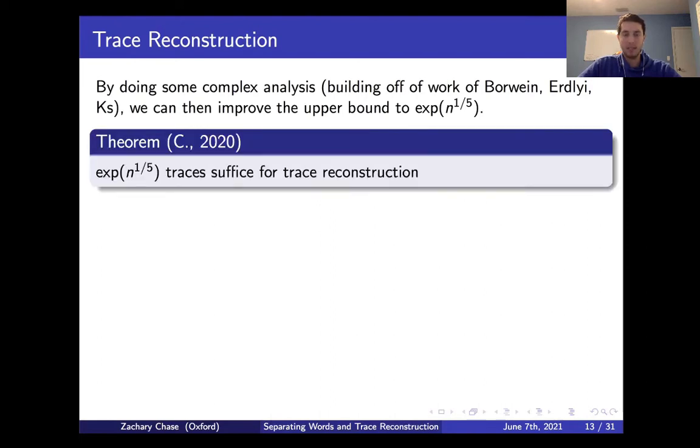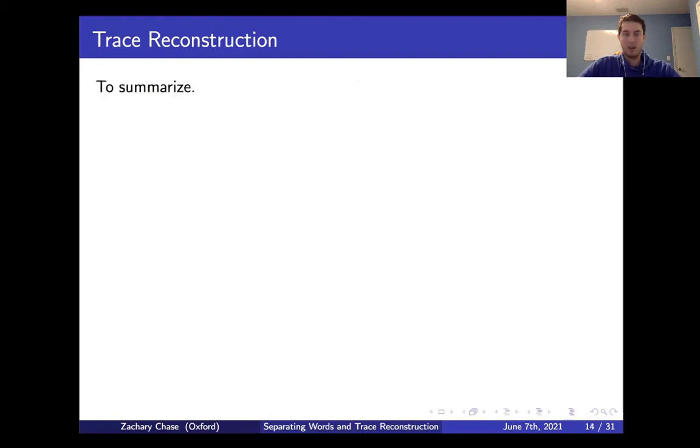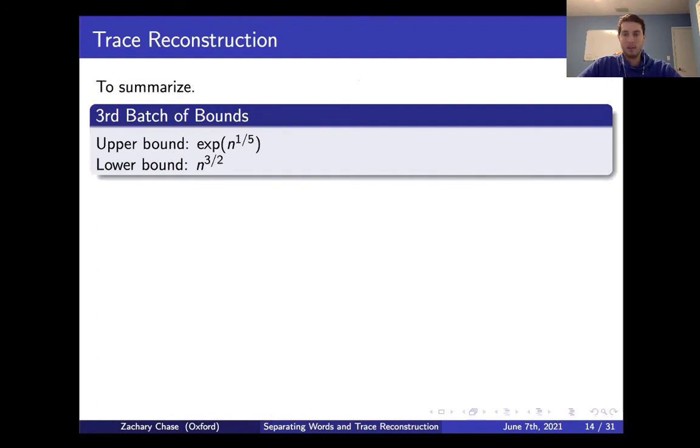So our main theorem is that e to the 1/5 root of n traces suffice for trace reconstruction. Okay, so to summarize, the final batch of bounds is an upper bound of e to the 1/5 root of n and a lower bound of n to the 3/2. And more work needs to be done.